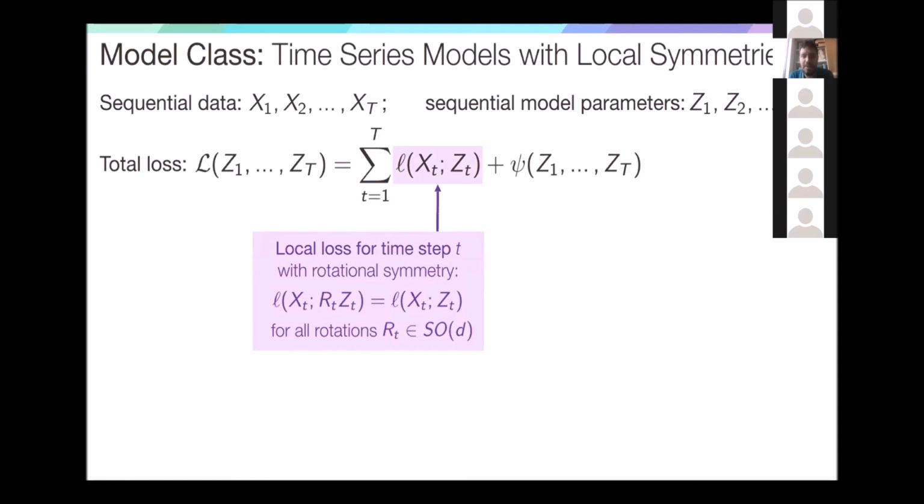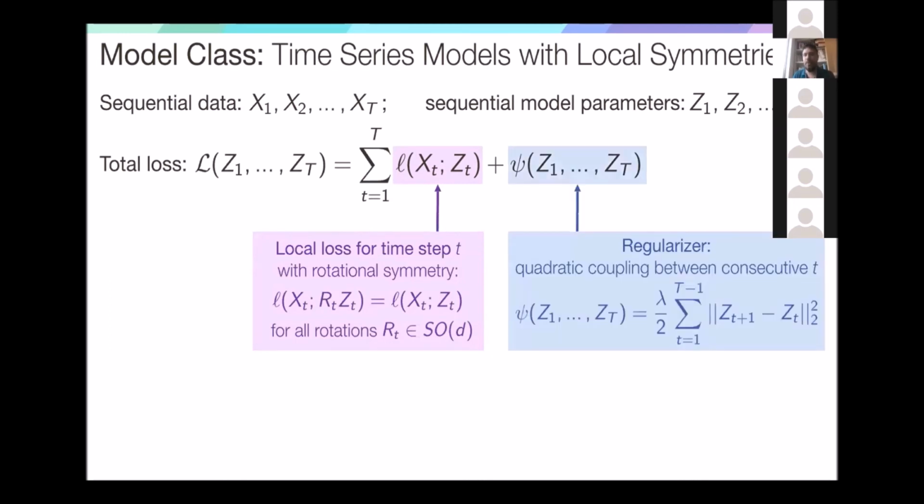Now the first term is the term that exhibits this rotational symmetry. One way to write it is that when I insert a rotation matrix R_t coming from the rotation group SO(d) at time t, and I rotate my z_t, then this is just the same as the loss function of x_t and z_t. And again, one way to think about the second term is some sort of quadratic regularization. You're penalizing that these parameters change too much as you go from one time step to the next one. So you're taking the differences at consecutive times and squaring them. This is a simple quadratic penalty term.